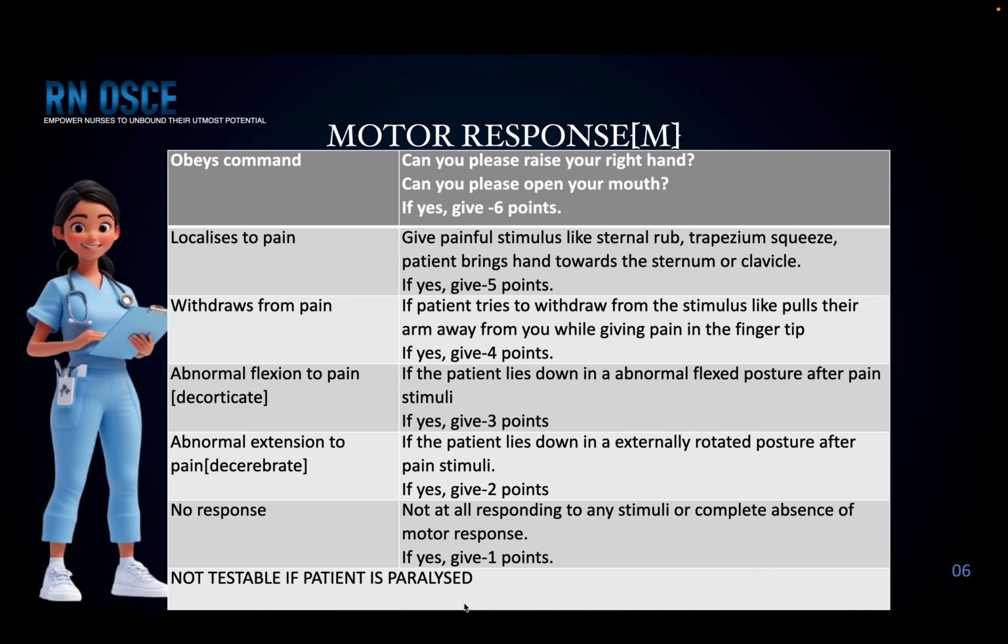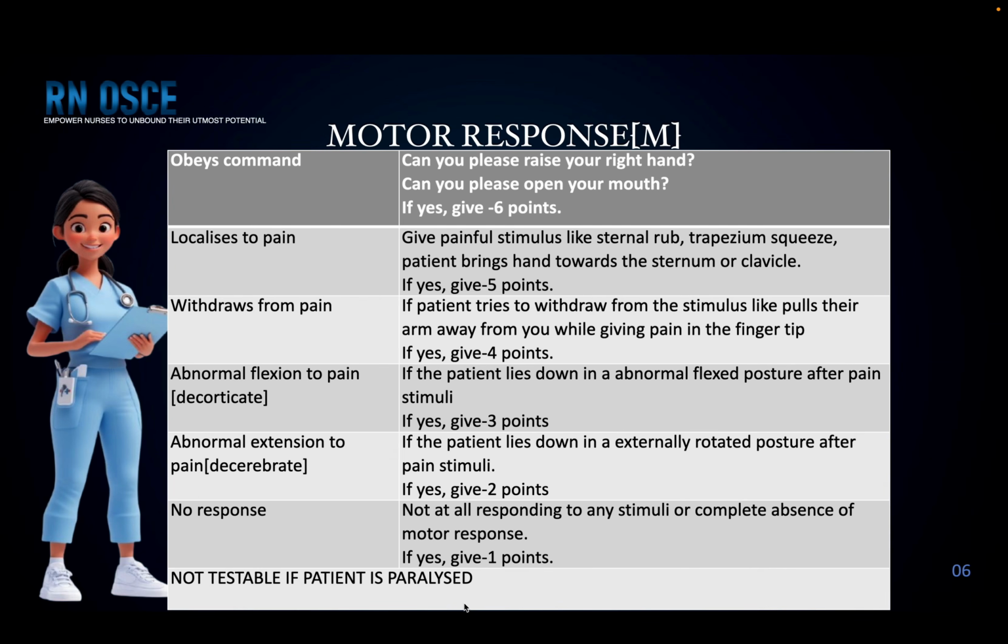Instead of that, if not, the patient lies down in the externally rotated position, just opposite to that, after a painful stimuli. We call it the decerebrate position. If not at all responding to any stimuli or complete absence of motor response, you can give 1 point. This is not testable if the patient is paralyzed. Am I clear now?